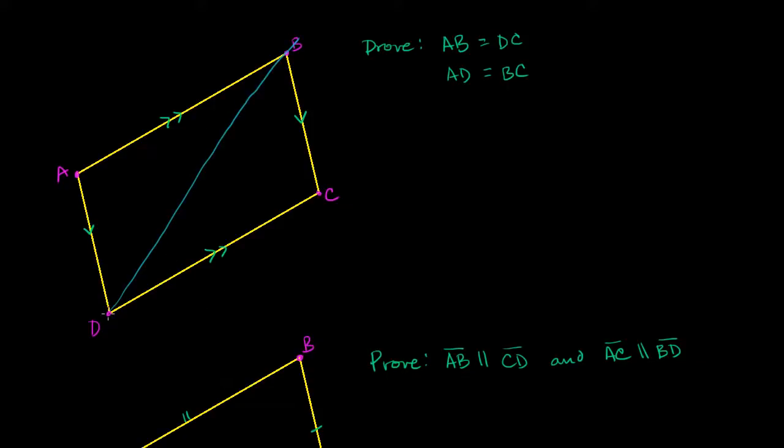So if we view DB, this diagonal DB, we can view it as a transversal for the parallel lines AB and DC. And if you view it that way, you can pick out that angle ABD, that's that angle right there, is going to be congruent to angle BDC because they're alternate interior angles. You have a transversal, parallel lines. So we know that angle ABD is going to be congruent to angle BDC.